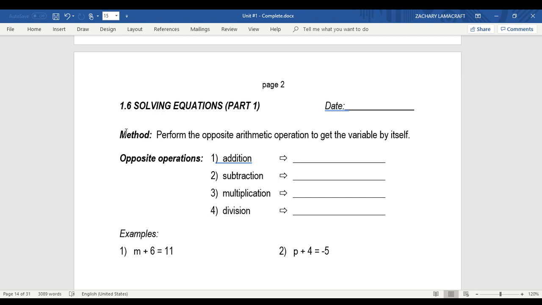So the method in which we do this is perform the opposite arithmetic operation. That's just math operation, a fancy word for that. And we try to get the variable by itself. So the opposite operation to addition is subtraction. The opposite operation to subtraction is addition. The opposite operation of multiplication is division. And the opposite of division is multiplication.